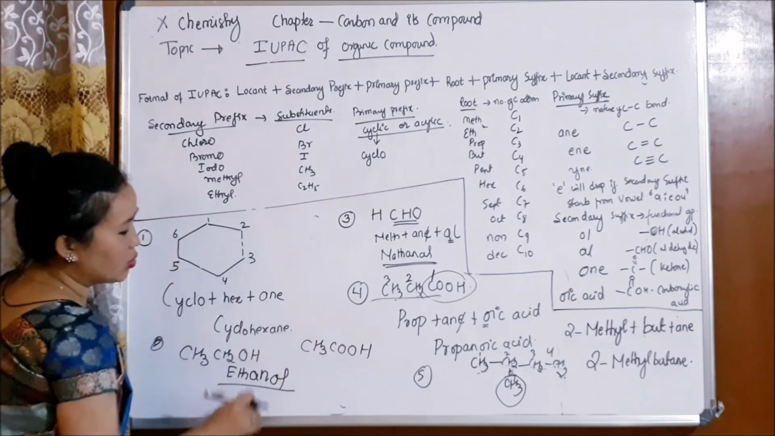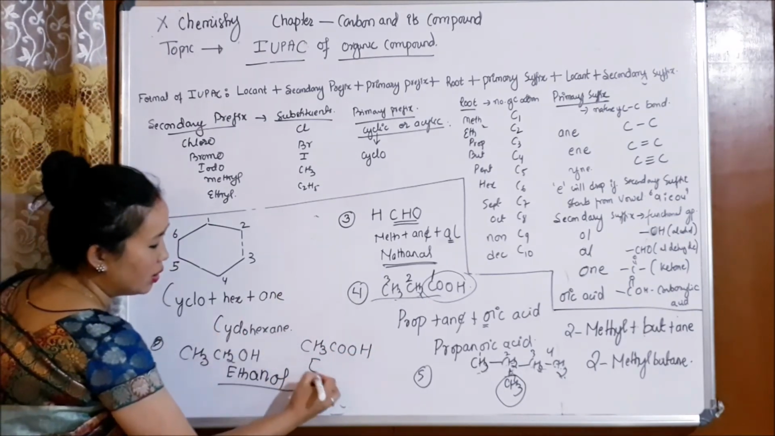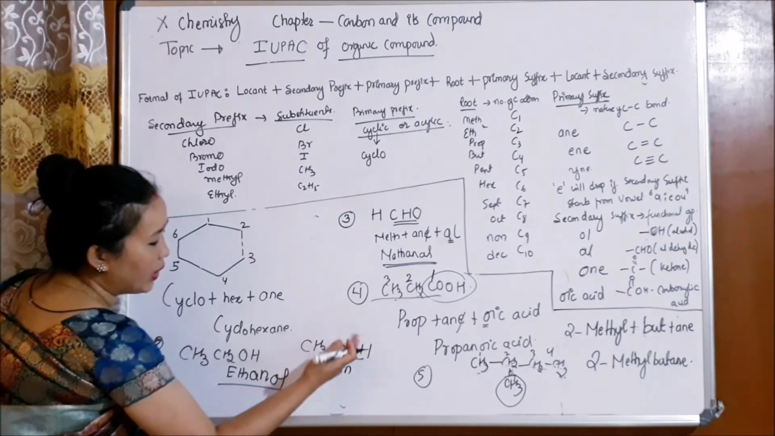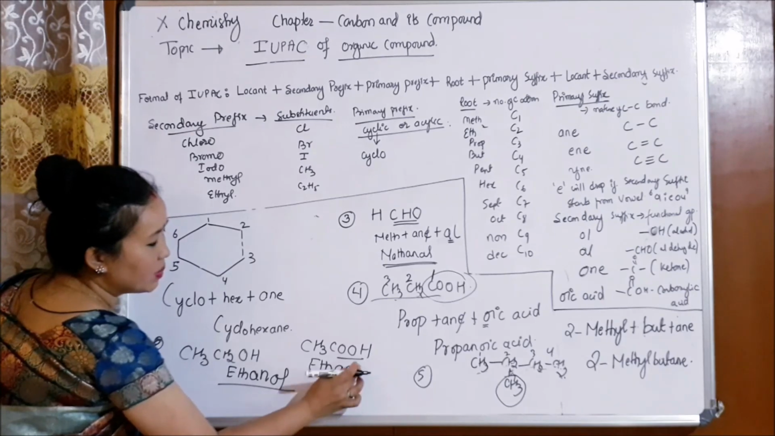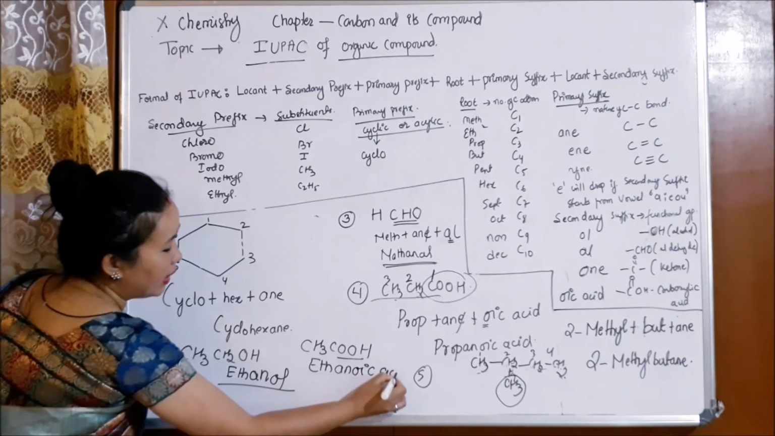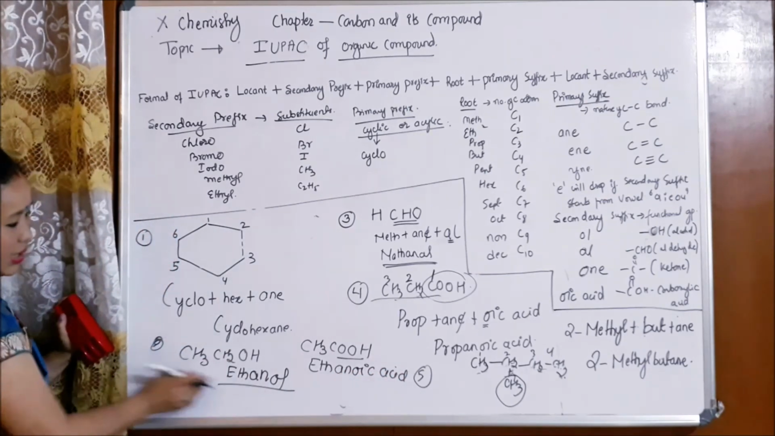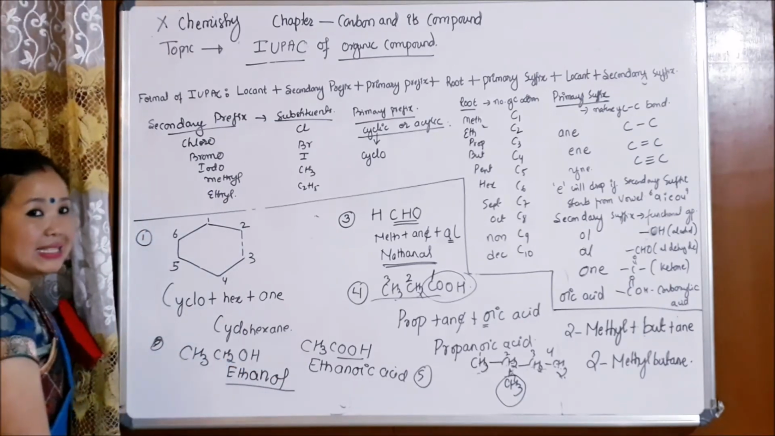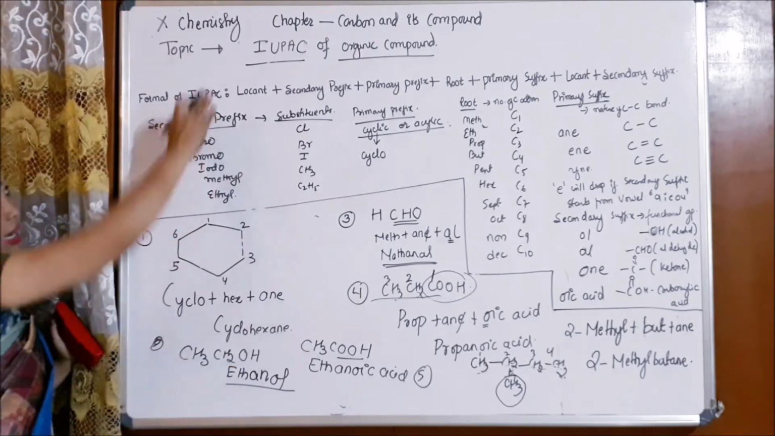Again, there is no substituent. Root starts from 2. So eth, single bond, an. This is oic acid. Okay, oic acid means O is again a vowel. We drop E here. Then oic acid. So this is ethanoic acid, which is very important in the chapter carbon and its compounds.